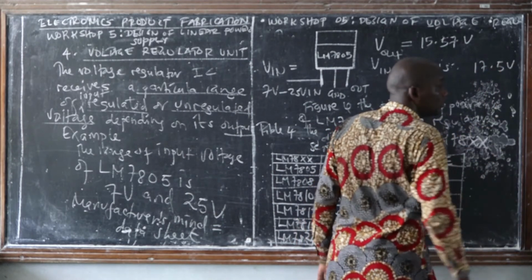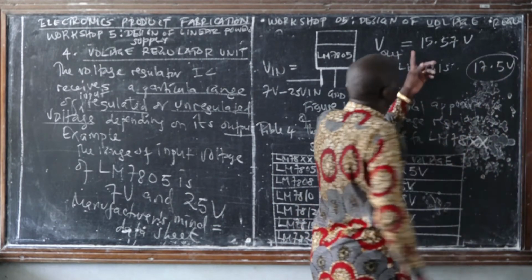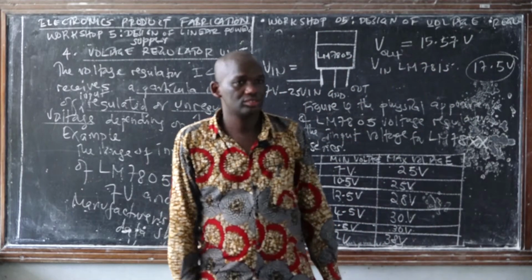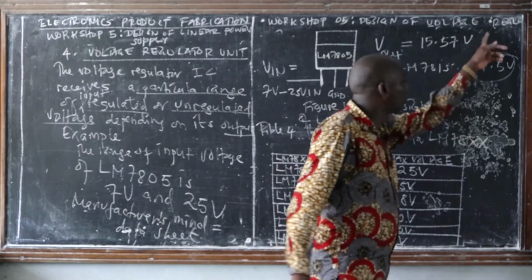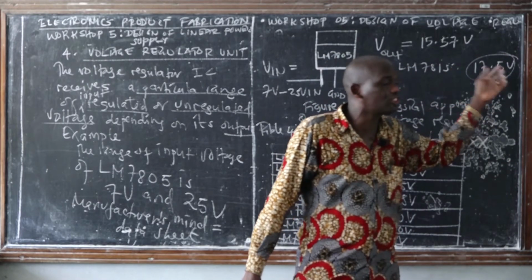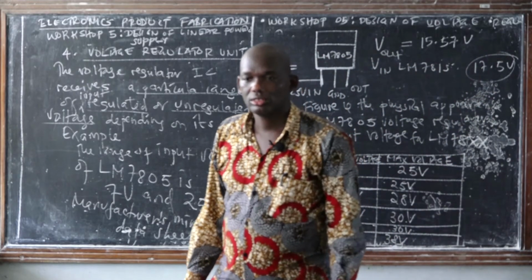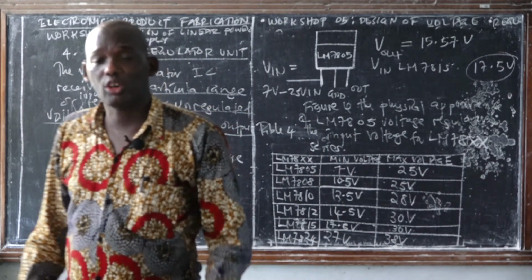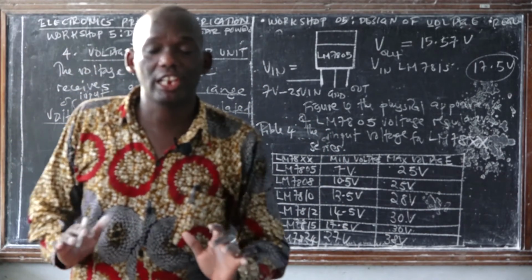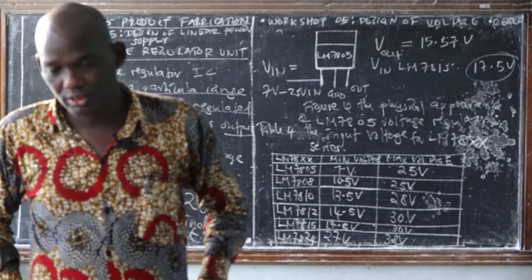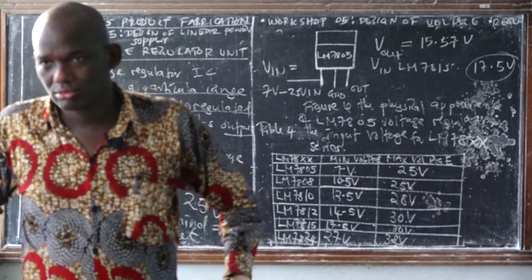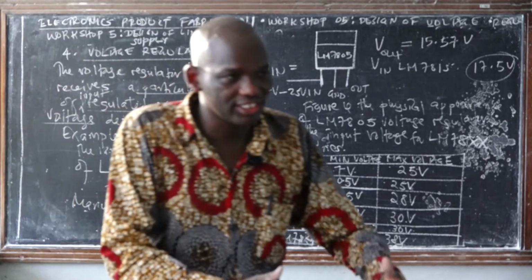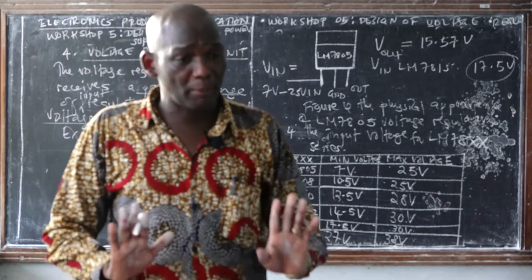17.25 volt. But your input voltage is 15.57 volt. Is 15.57 volt greater than 17.25 volt or not? It is less. So from there, don't expect that voltage regulator to regulate and give you 15 volt, because the voltage regulator is not an amplifier. It's not that if you give the minimum voltage, it will amplify.